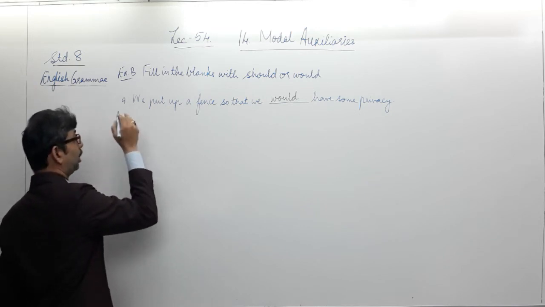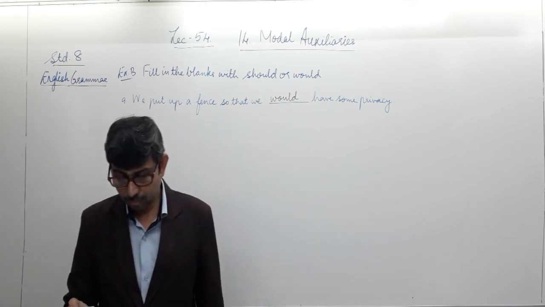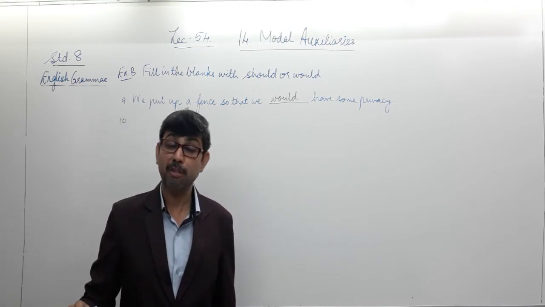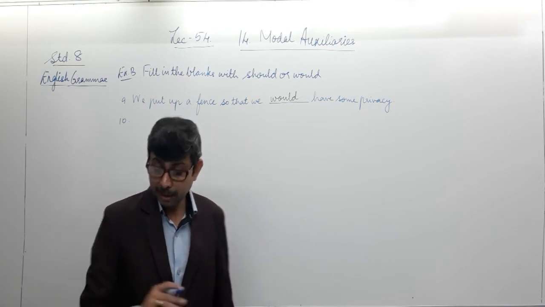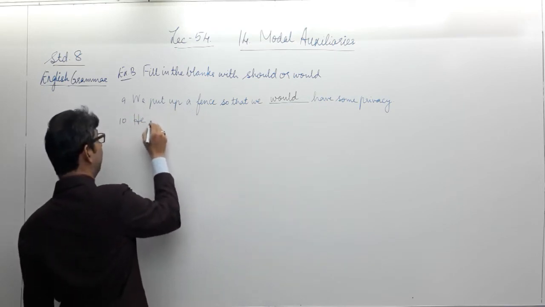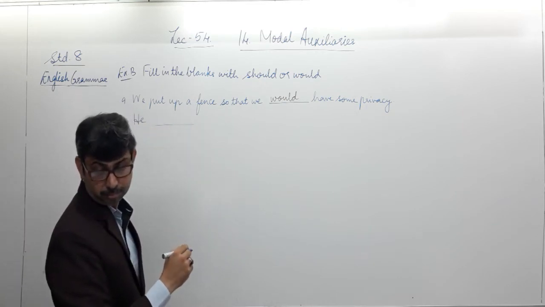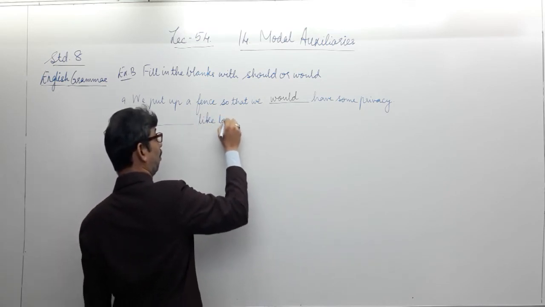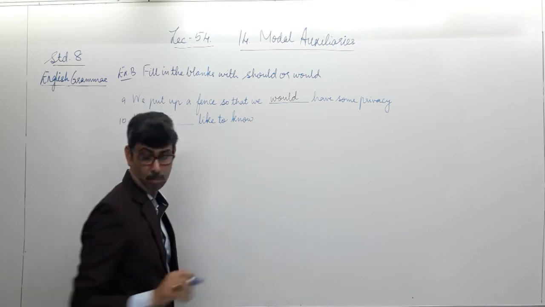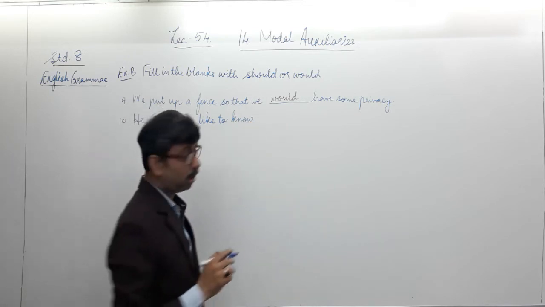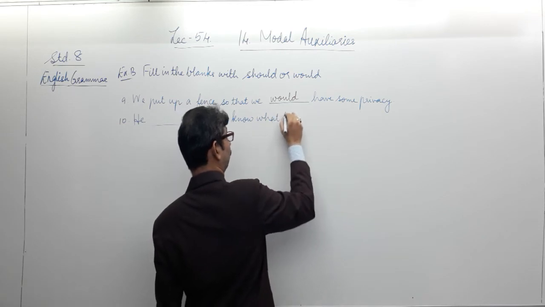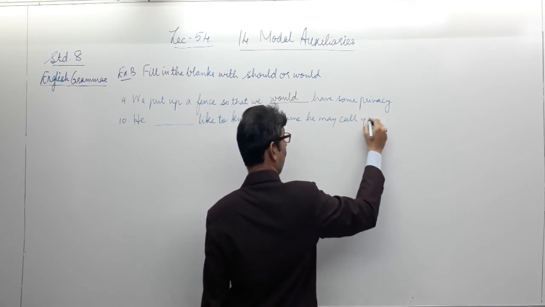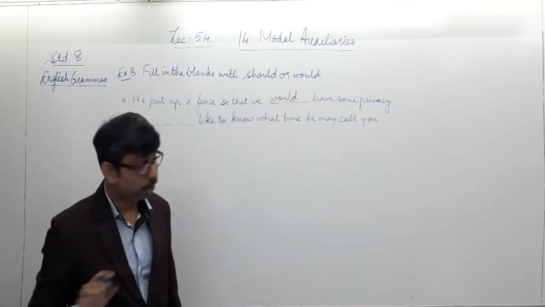The 10th one, the last one in this exercise: he dash like to know what time he may call on you. It is expressing a wish over here. He wanted to know, he would like to know what time he may call on you.